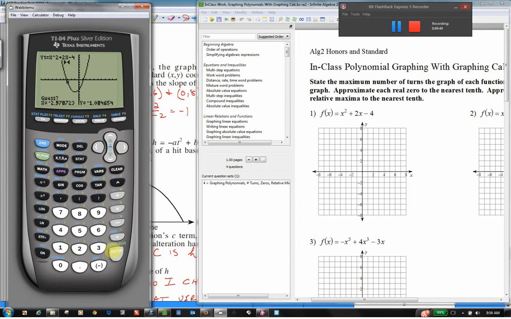And it's going to say, do you want me to guess at it? And sure we do. And this is what it's going to come out with. The cursor is going to go back to the zero, and it's going to give me the zero. Now, all these zeros need to be rounded to the tenth. That's what your homework is going to say. So this zero is a negative 3.2 in the x, 0 in the y. So I'm going to go ahead and write that down.